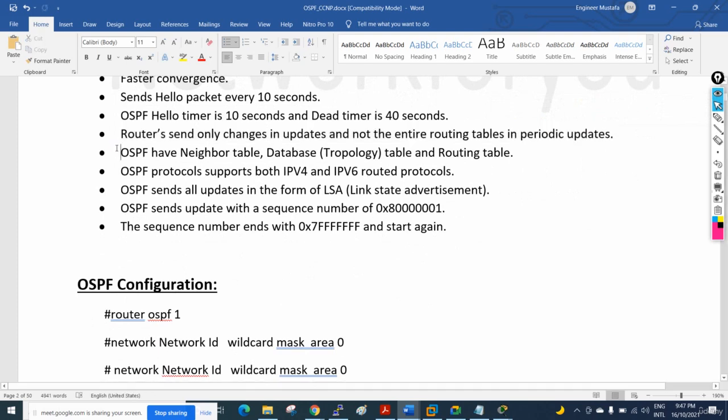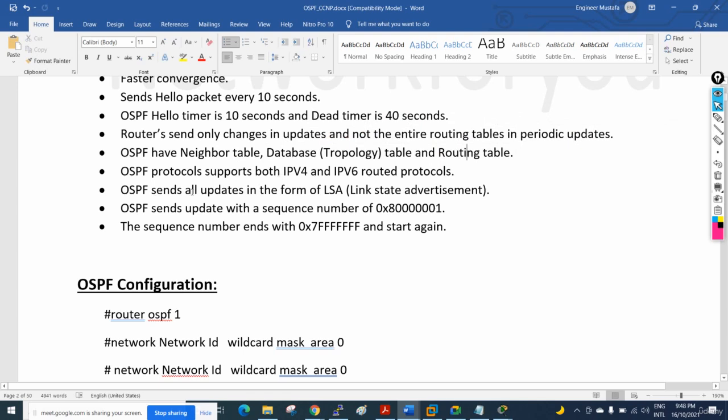And in OSPF we have three tables. We have the neighbor table, we have the database table, that is also known as the topology table, and we have the routing table. So these three tables are available in OSPF. We need to remember, in the neighbor table neighbor information is available, in the database table complete topology information is available, and in the routing table the best route is available. And OSPF supports IPv4 and IPv6, both.